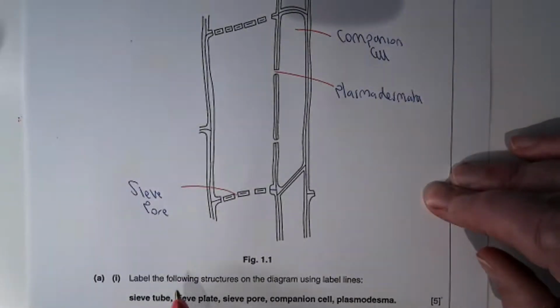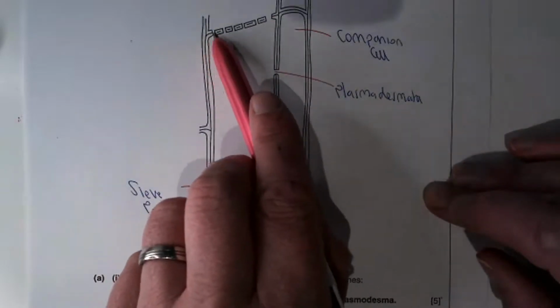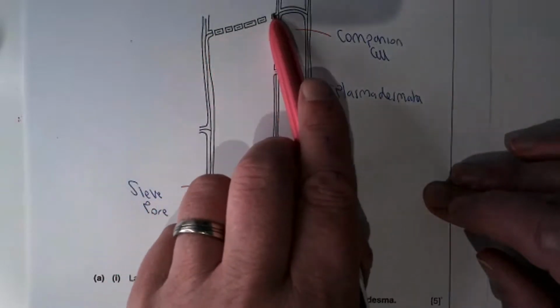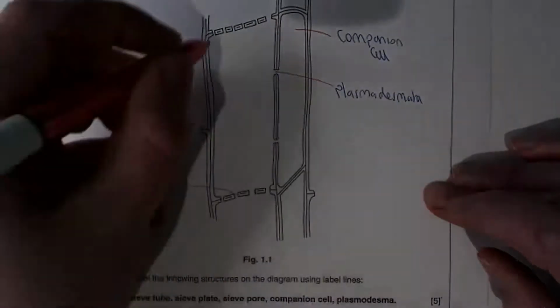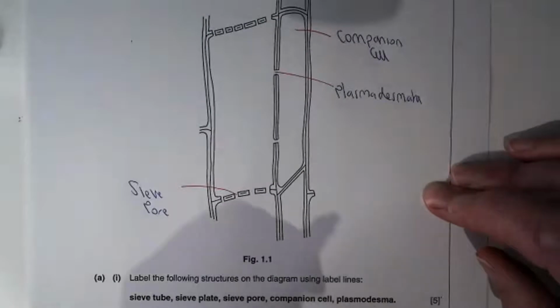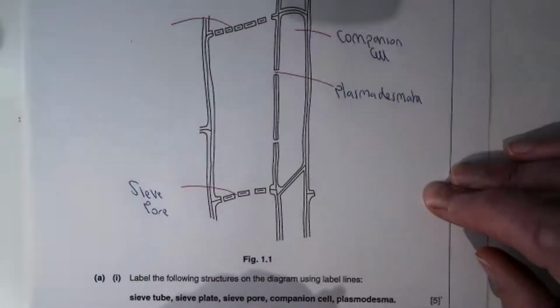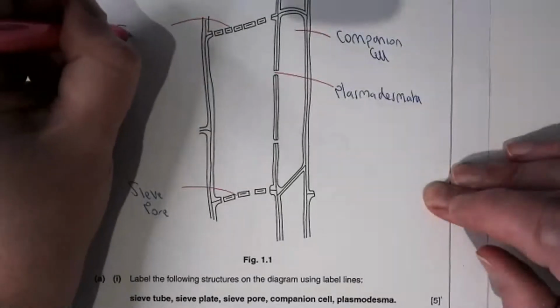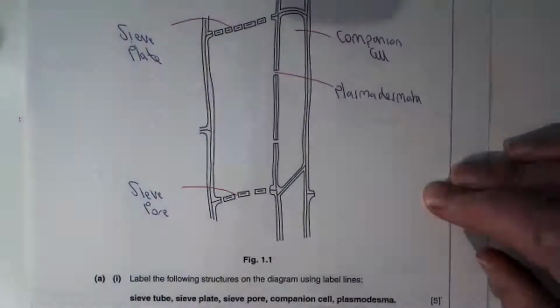Sieve plate is where the ends of the cells are broken down, so you've got gaps between them. So these are the sieve plates. Again, just a label line. Label it sieve plate.